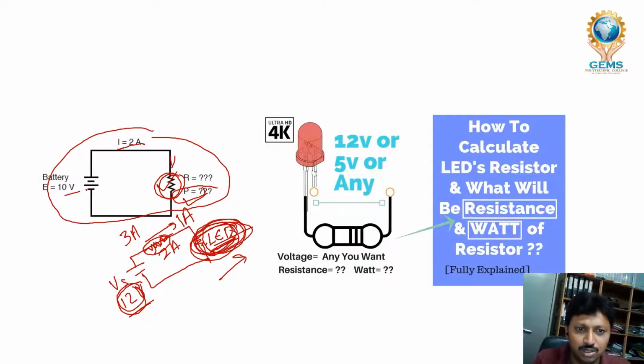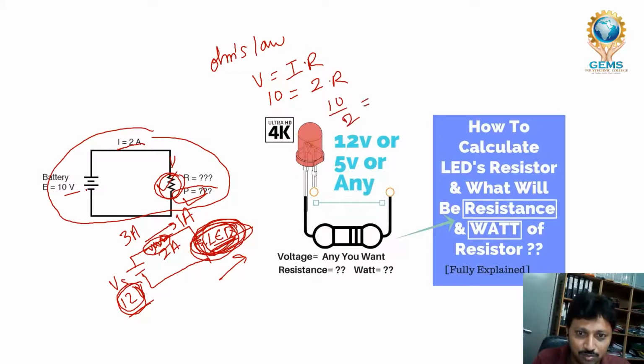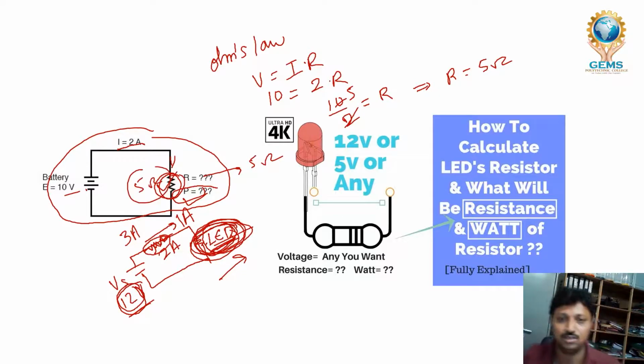How are you going to find it? Simply by using Ohm's law. What is Ohm's law? V is equal to I into R. The voltage is already given, that is 10 volt, and I is 2, so R is 10 by 2. 10 by 2 is 5. So your R is equal to 5 ohm. So in the circuit you are going to connect a 5 ohm resistor.